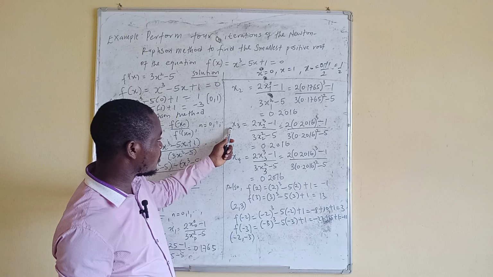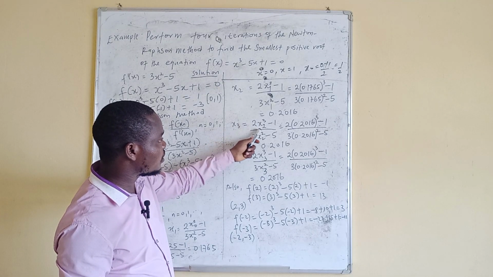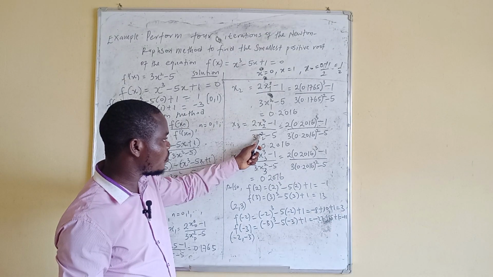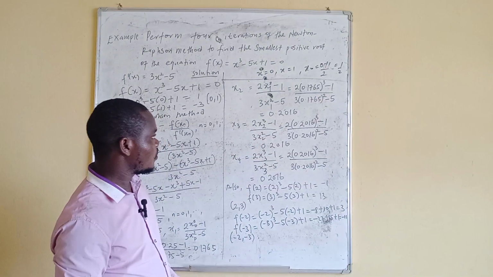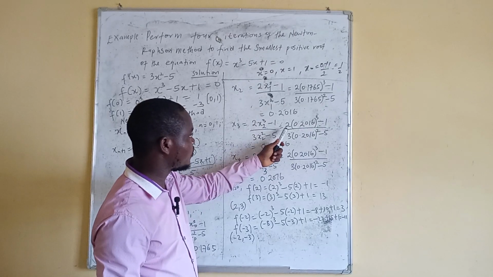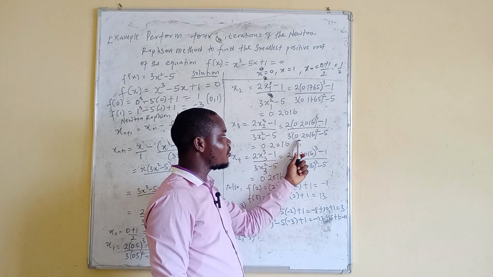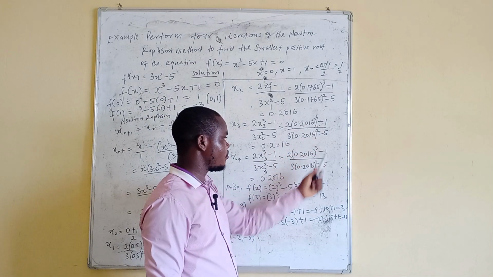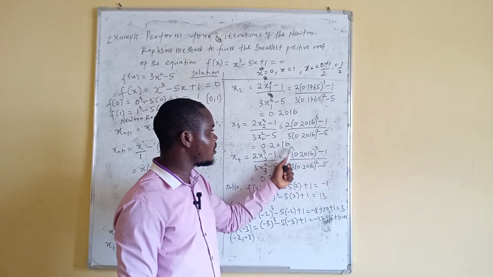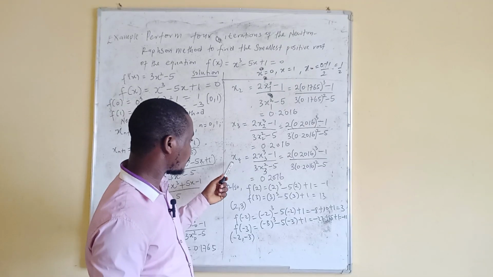Now, for the third one, we have x_3. Remember, in this case, n is 2. We have x_3 equals (2x_2³ − 1) divided by (3x_2² − 5). Our second iteration value is 0.2016. So you have 2 into 0.2016 raised to the power of 3, minus 1, divided by 3 into 0.2016 raised to the power of 2, minus 5. Now, if you calculate this, you still arrive at 0.2016. Now, we can proceed to the fourth iteration.